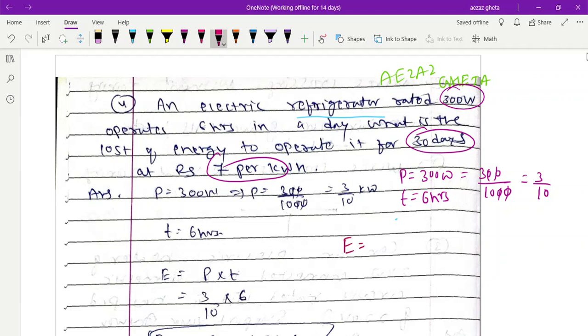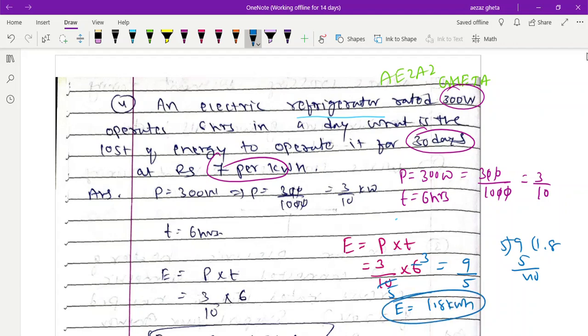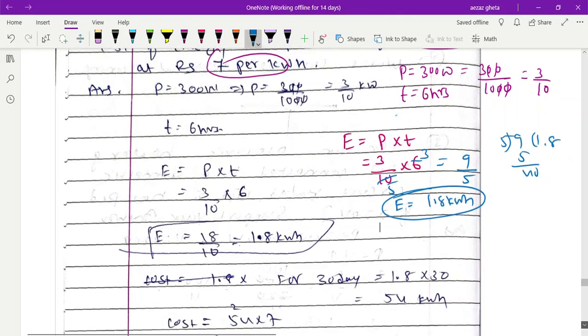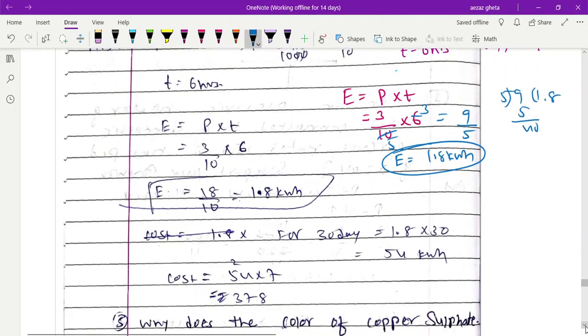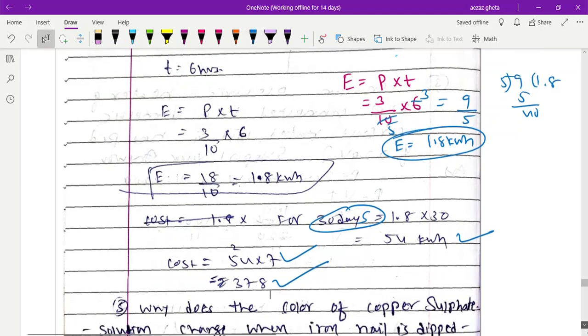So I know that electric energy consumed is equal to power into time. 3 divided by 10 into time, which is 6 hours. So 2 5s are 10, 2 3s are 6, 9 divided by 5. That is 1.8 kilowatt hour. You want it for 30 days, so you should multiply to get the electric energy consumed for 30 days. 1.8 into 30 is 54 kilowatt hour, and they said 1 kilowatt hour is 7 rupees, so 378 rupees is the answer. If any doubt is there, you can just write in comment.